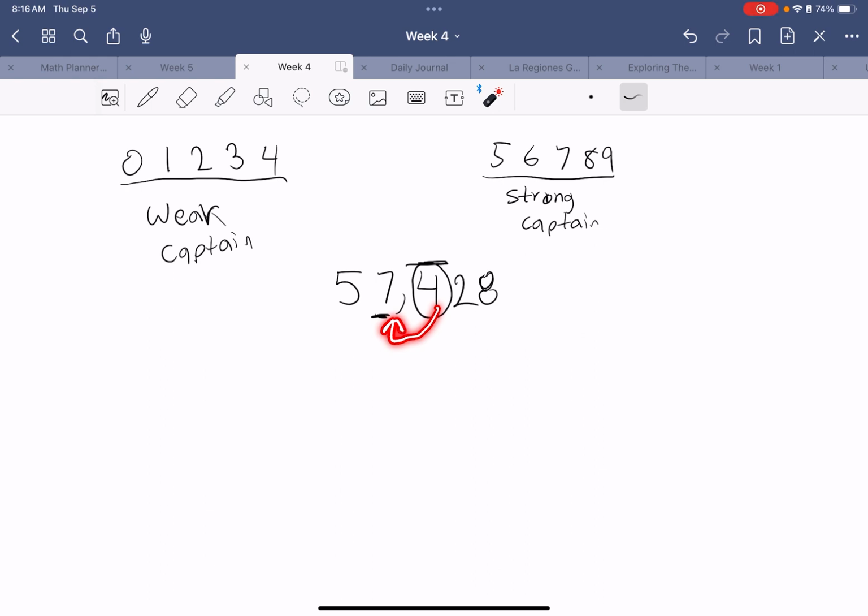Weak captains really can't tell the other number what to do, right? They're weak. So he's going to say, never mind. So the 7 is going to stay the same. Nothing's going to happen to the 7. And whatever number that you circled and everything else going this way is going to turn into a 0. So that means the 4 becomes a 0, the 2 becomes a 0, the 8 becomes a 0, and the 5, since you didn't touch it, stays the same.